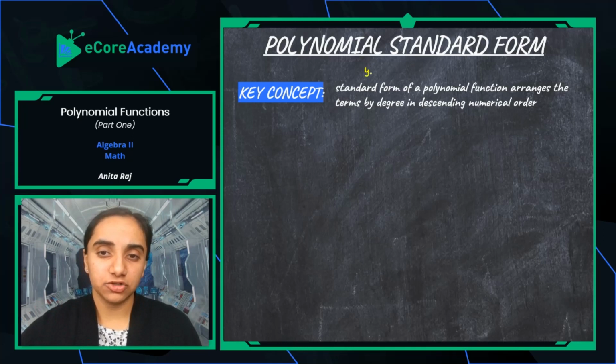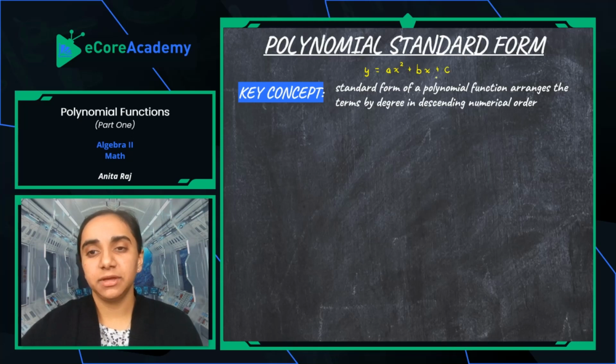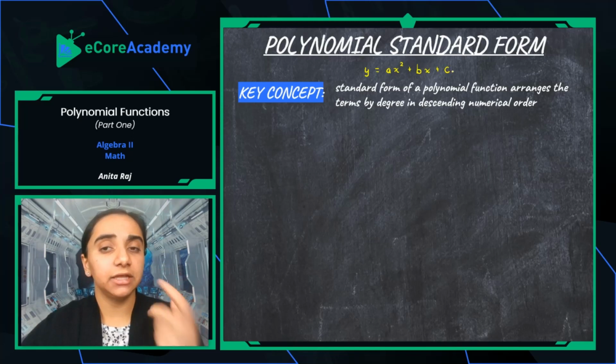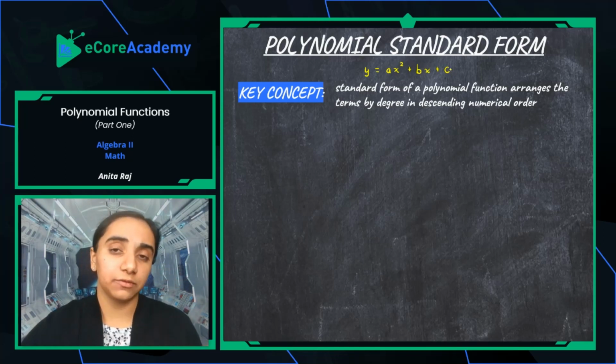Remember, standard form of a quadratic is y equals ax squared plus bx plus c. In this case, a, b, and c are coefficients. In this case, c is a constant because it doesn't have a variable attached to it. Remember, when I say constant, it's a value that does not change. So in this case, c can be any real number we want if we're working in the real number system.